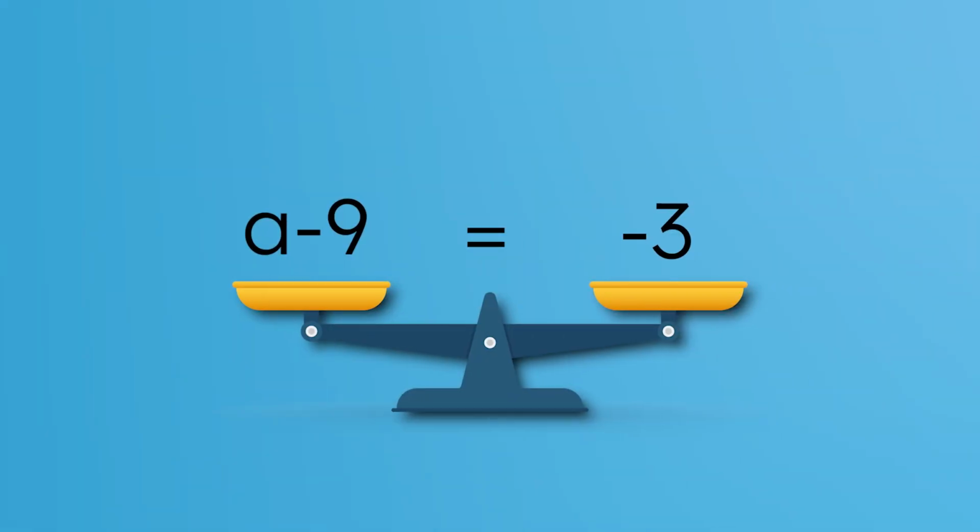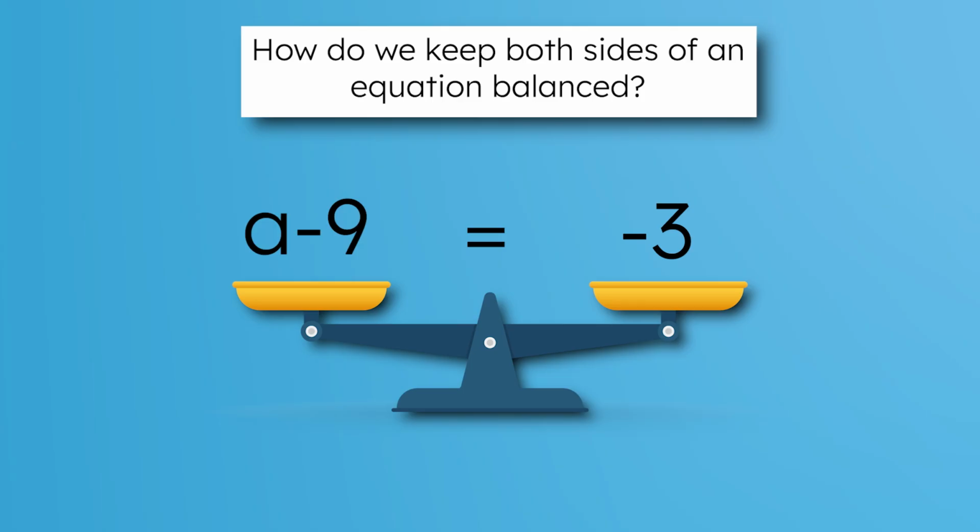The equals sign in an equation tells us that both sides are equal or balanced, like a scale. It's our job to make sure that as we work with the equation, we keep it balanced. How do we keep both sides of an equation balanced? If we make any changes to the value of one side of the equation, we have to do the same thing to the other side.